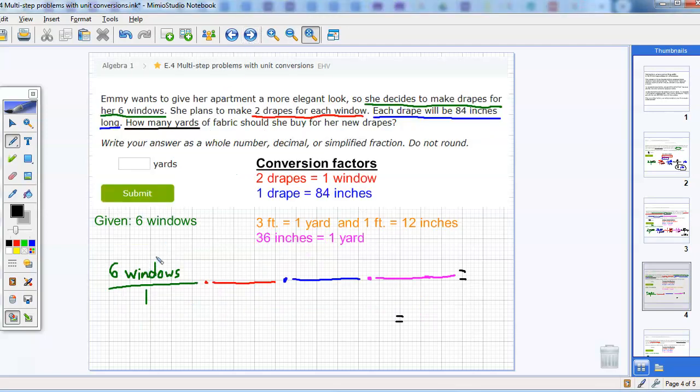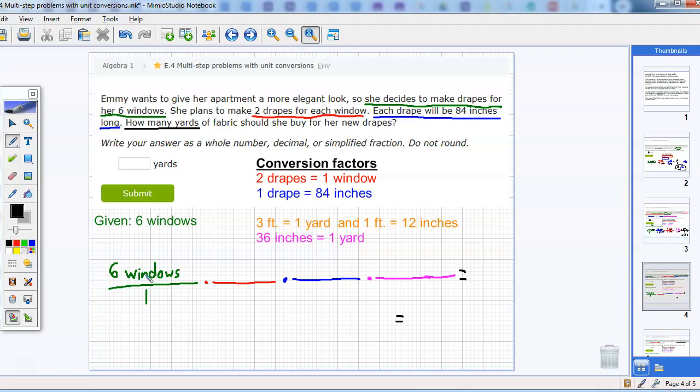All right, I'm going to go ahead and do a third problem with you here. We know that Emmy wants to give her apartment a little better look. So she's making drapes. She's making drapes for 6 windows. She plans to make 2 drapes for each window. Each drape will be 84 inches long. And then here's the kicker. How many yards of fabric? So how many yards is what it's asking us.